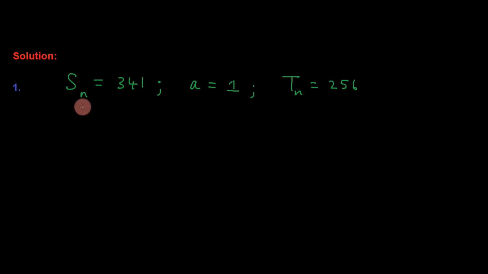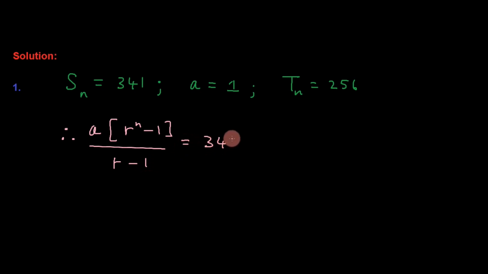We can take s sub n and write this equation entirely in terms of a and r using the sum formula. So a into r to the n minus 1 all over r minus 1 must equal 341. But we do have the value of a. So then we can plug in a equal to 1 here. So we end up with r to the n minus 1 over r minus 1 is 341. This we can call equation 1.